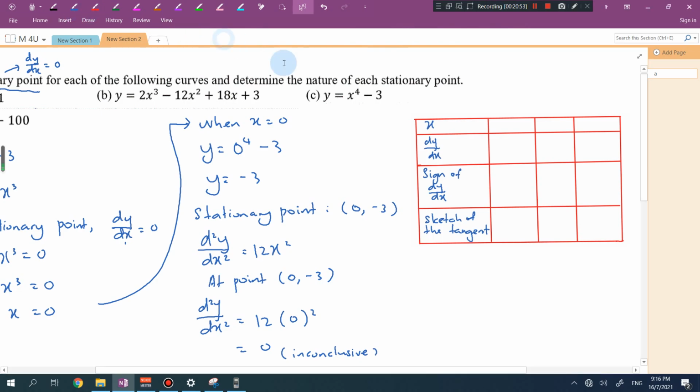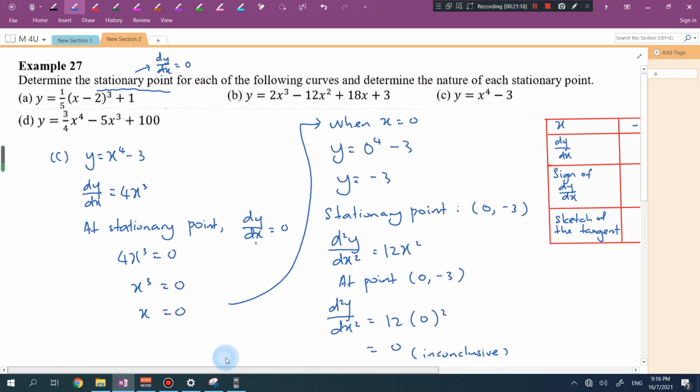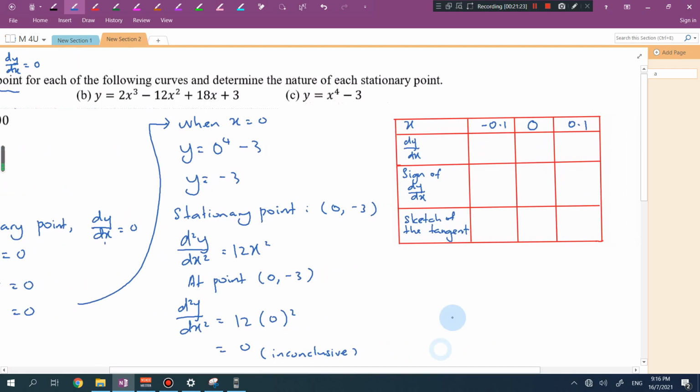Draw a table first, then just fill in the information, the values of x that we need. The stationary point is 0, right? We put 0 here, and a number slightly smaller than 0, negative 0.1. Then a number slightly bigger than 0, which will be 0.1. So dy/dx should be no problem, right? You just key in this function 4x cubed in your calculator, press calculate, and then key in these values. Then you will be able to get all the values of dy/dx.